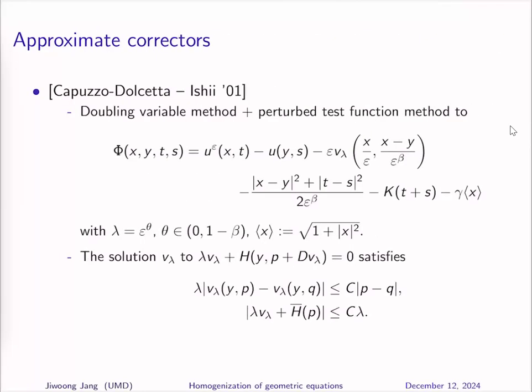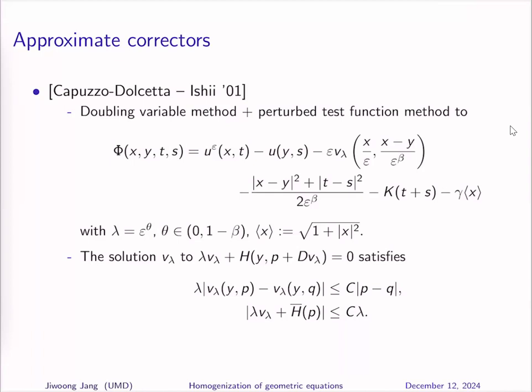In particular, Capuzzo-Dolcetta and Ishii used the approximate characters for lambda for these reasons. Because the approximate characters for lambda, the solution to this problem, have these quantitative bounds. So as the direction changes, we know the rate of change, the quantitative change of v lambda. And also we know the rate of convergence as lambda goes to zero. They studied the whole estimate based on the information of the approximate characters, and then they could close the estimate to derive a rate of convergence.